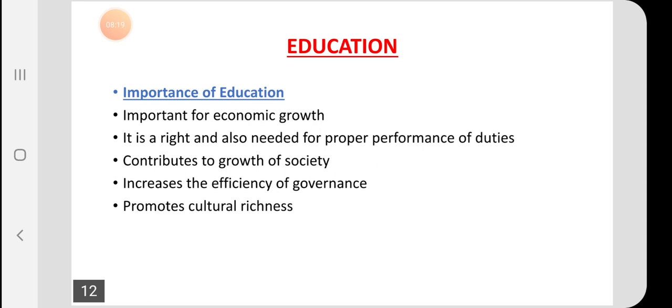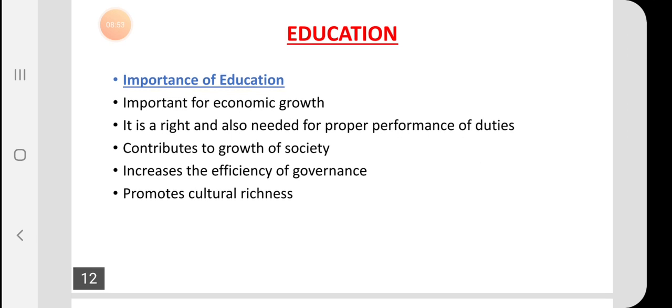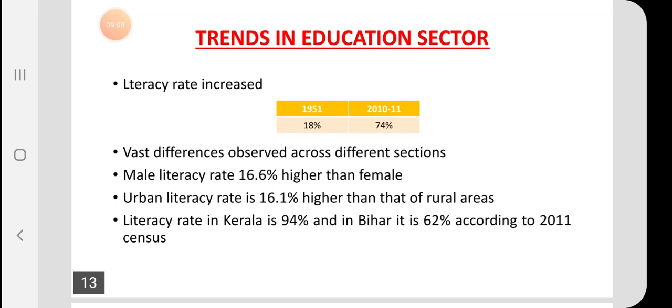Now, the education sector. See, education is very important. Why important? It is important for economic development and economic growth. It is not only a right, it is also required for proper performance of duties and proper enjoyment of rights by the people. It contributes to the growth of society. It contributes to the enhancement of cultural values, and education facilities also increase the efficiency of governance, and promote what is known as cultural richness in the society. So let us see what trends are going on in our education sector in India.